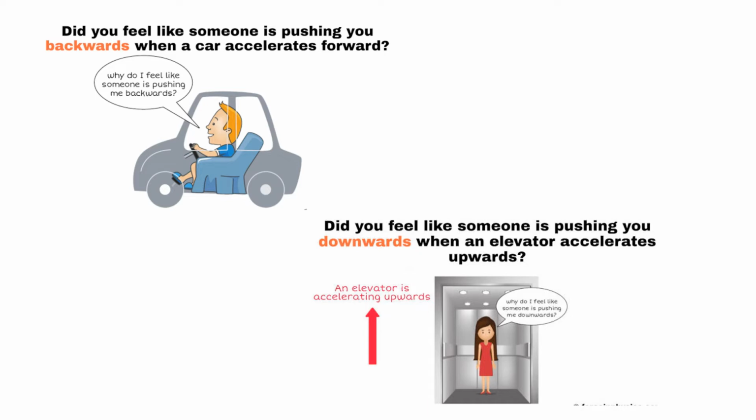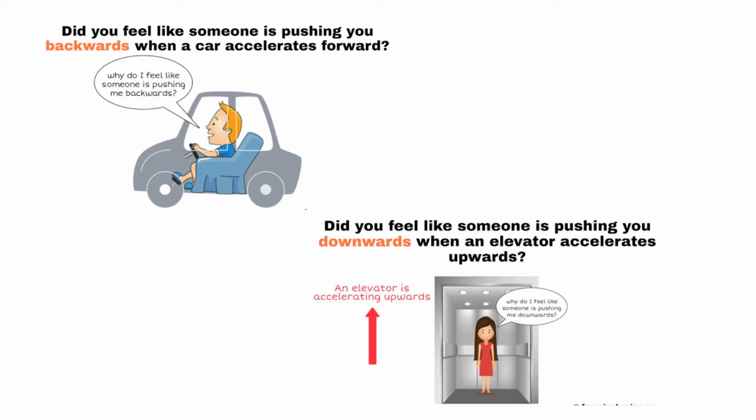Here you can see the two examples. You can see the example of a car in which a person is driving, and the car is accelerating forward. The person feels some kind of force on him in the backward direction, but actually there is no force being applied on him. So we can say that it is a pseudo force, a fictitious force.